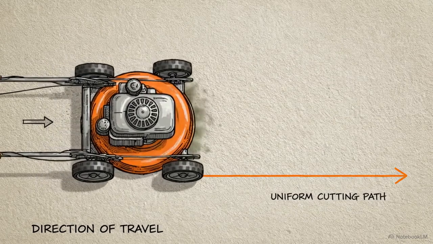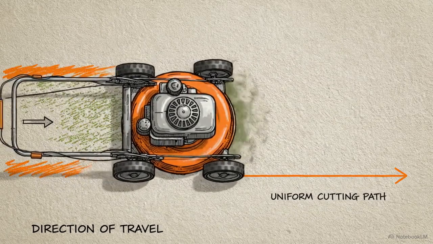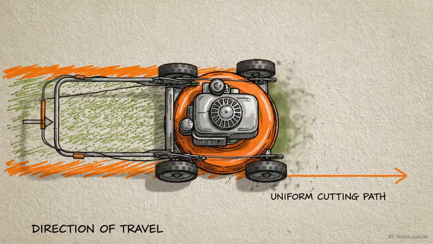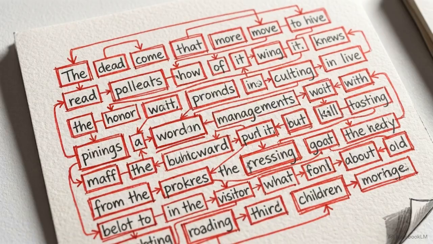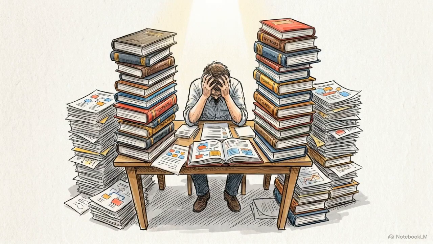Most of us were taught to read like a lawnmower. You start at the top left corner and move left to right, line by line, from the top of the page to the bottom. It is a steady, mechanical sweep that treats every single word with the exact same level of importance. That rigid approach fails when confronted with university-level research.